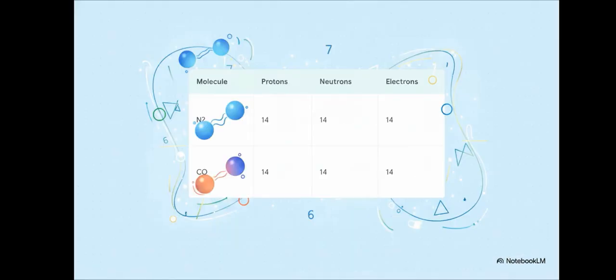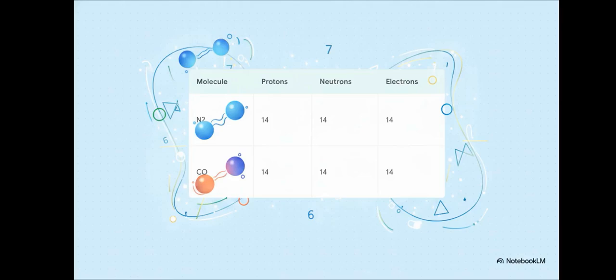Let's move on and see how this builds, because this is wild. Consider N2, right? That's just 2 atoms of nitrogen bonded together. Nitrogen is atomic number 7, meaning 7 protons, 7 neutrons, and 7 electrons. Double that up, and an N2 molecule has a grand total of 14 of each particle. Okay, now compare that to carbon monoxide, or CO. Carbon is atomic number 6, and oxygen is atomic number 8. Add those together, and what do you get? Exactly 14 protons, 14 neutrons, and 14 electrons.